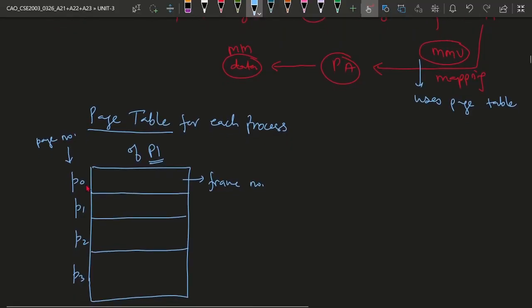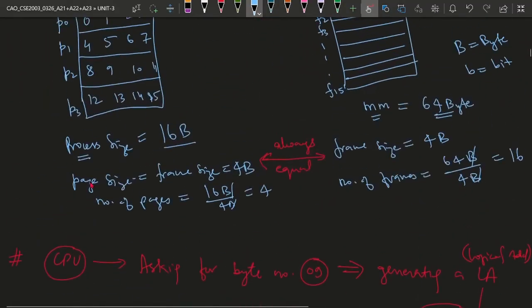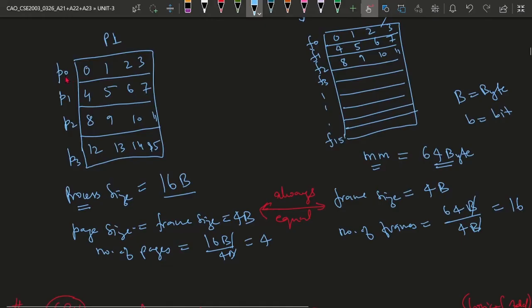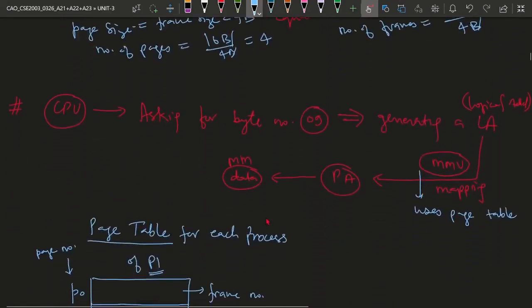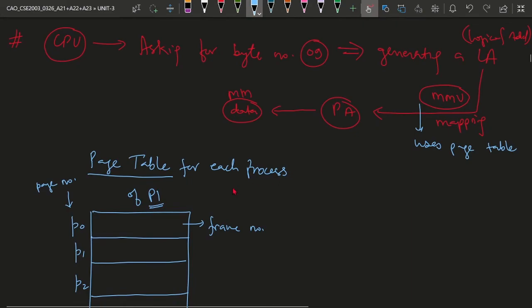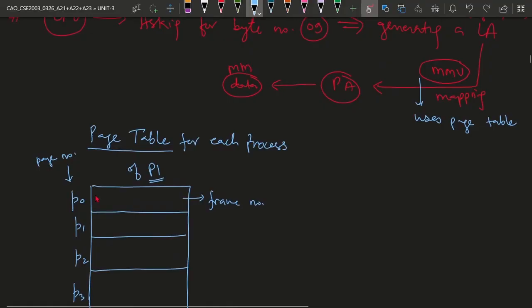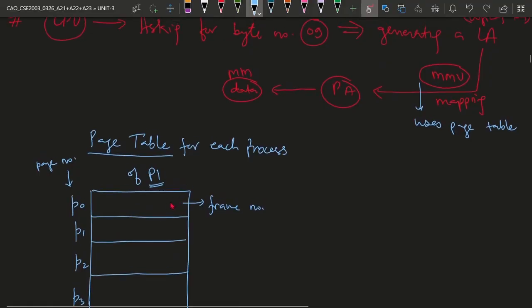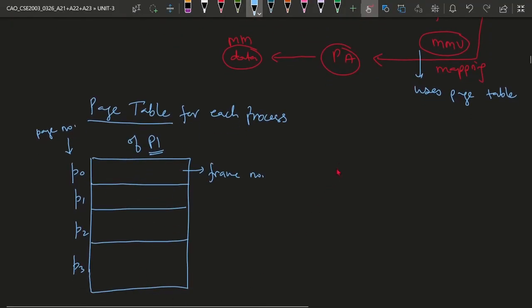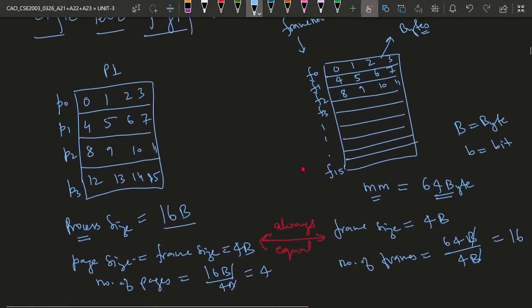So this P0 is the page of the process, P1. In the logical address that is being generated, we will be storing a page number and a page offset, and that is to be mapped with the physical address with respect to the frame number and the frame offset. We have not seen that yet.